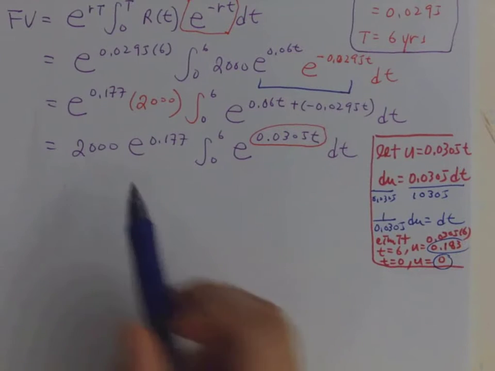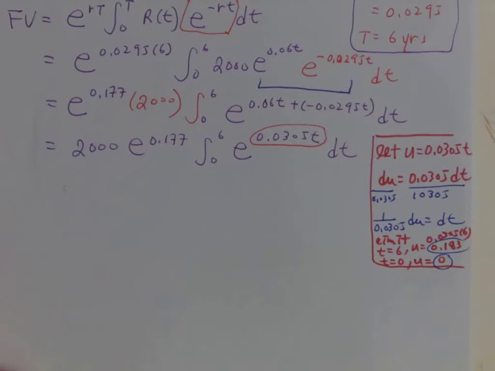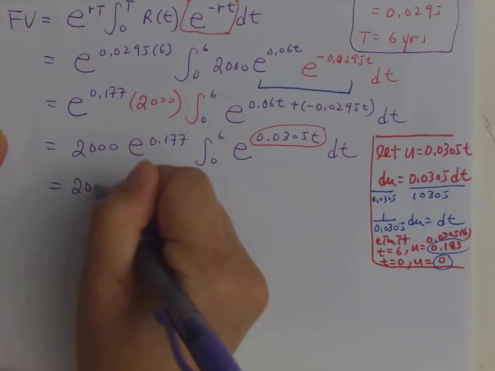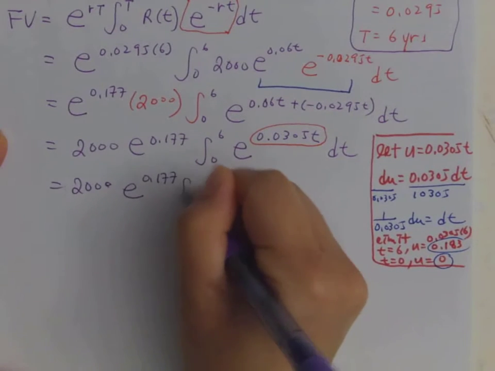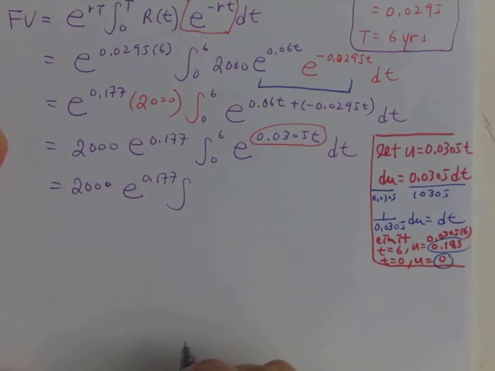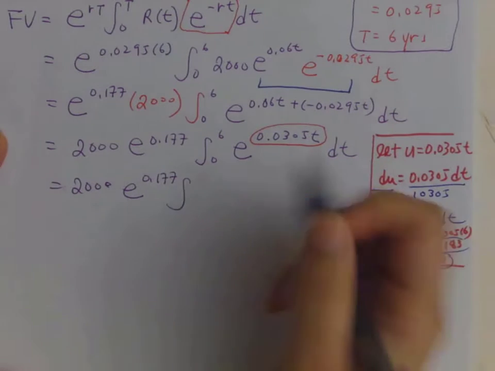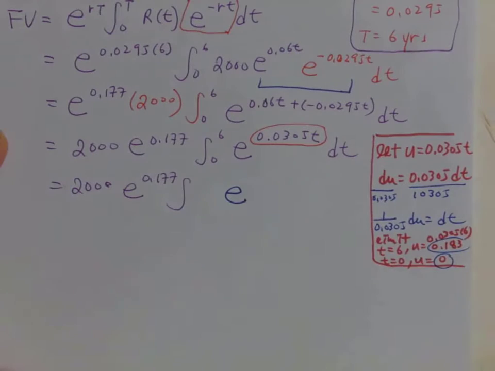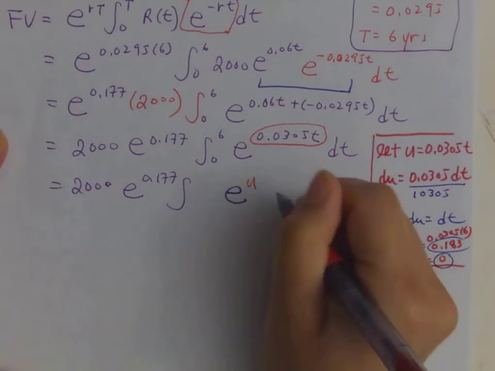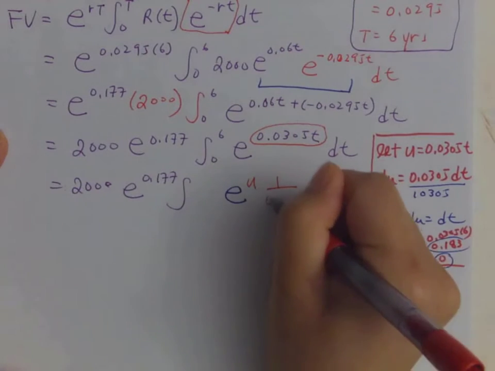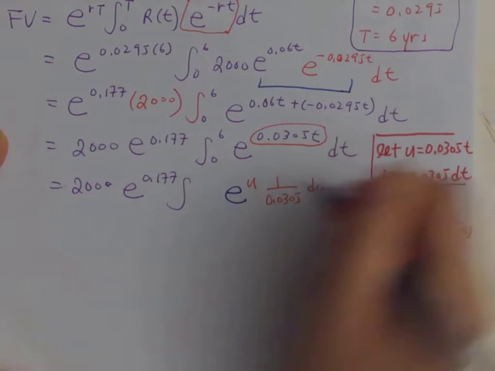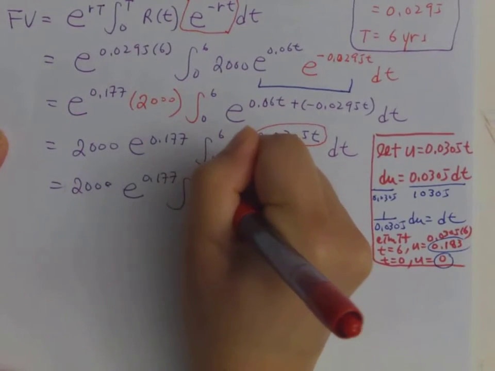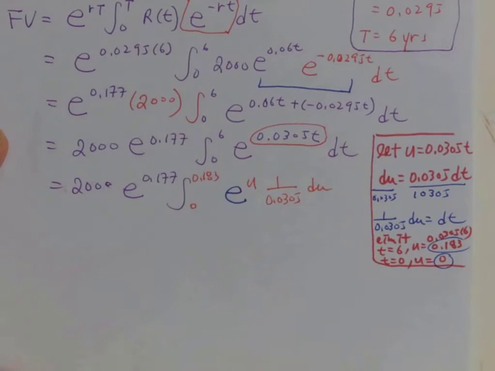Okay, so I'm going to plug it back in over here. We started with 2000 e^0.177, and then we have e raised to u, and dt is 1 over 0.0305 du, and then the new limits are 0.183 on top and 0 on the bottom.